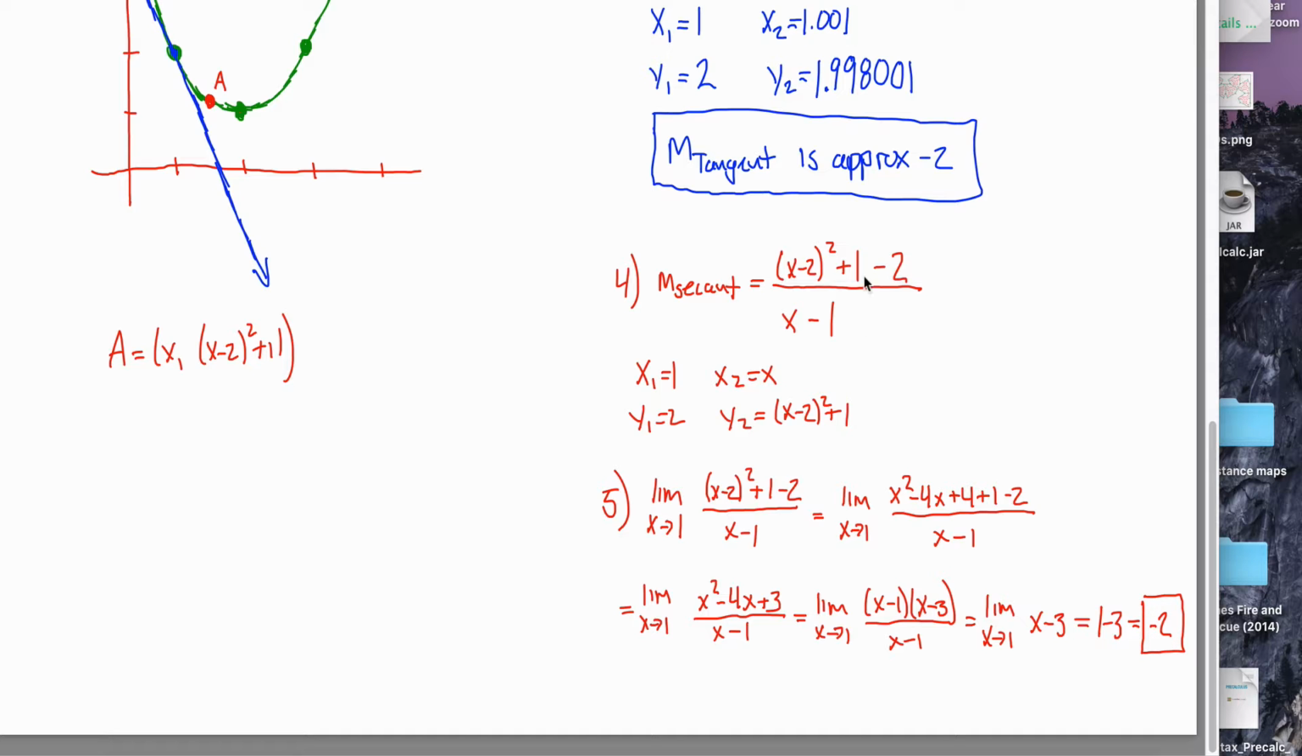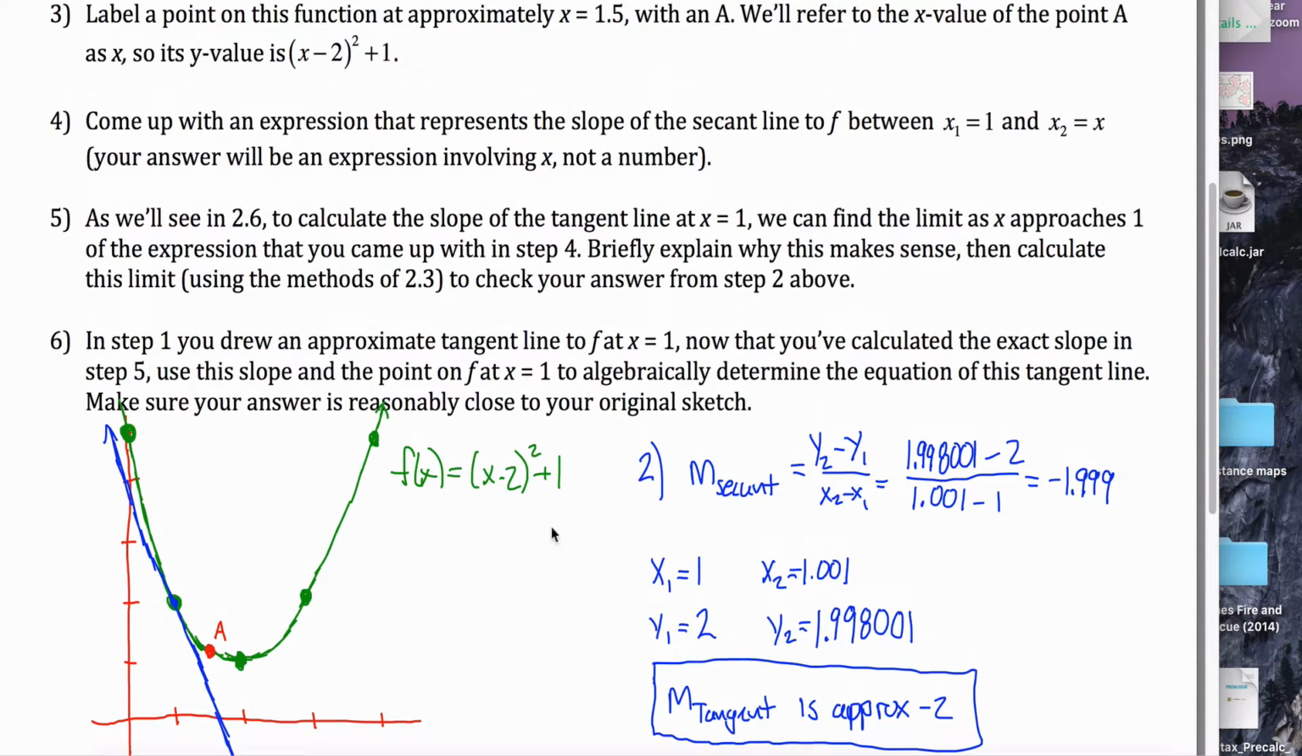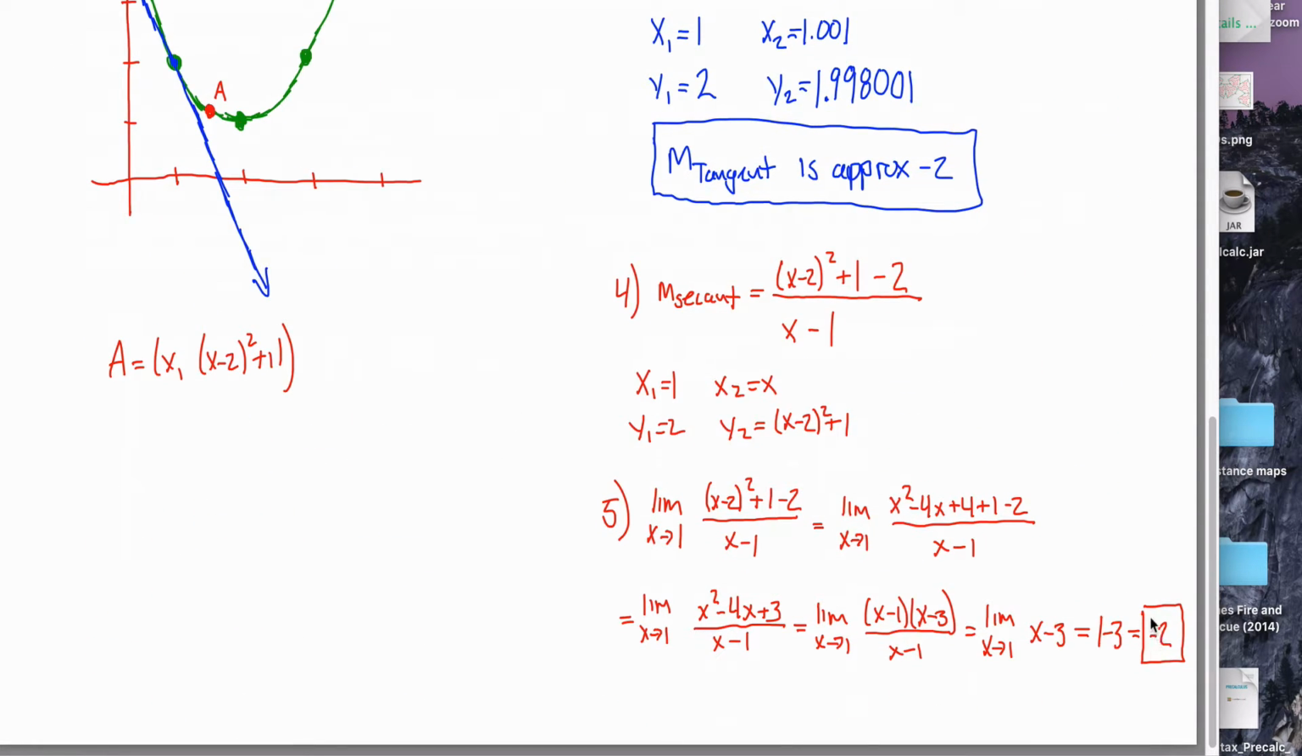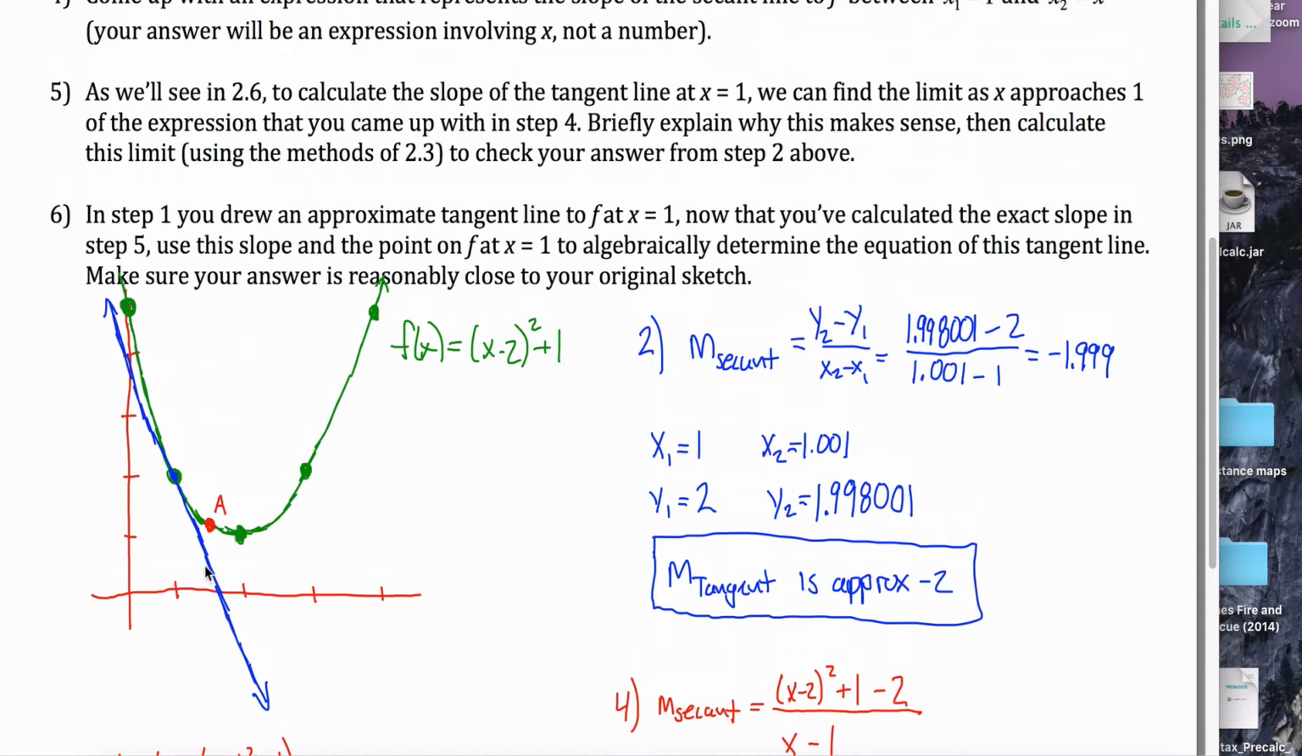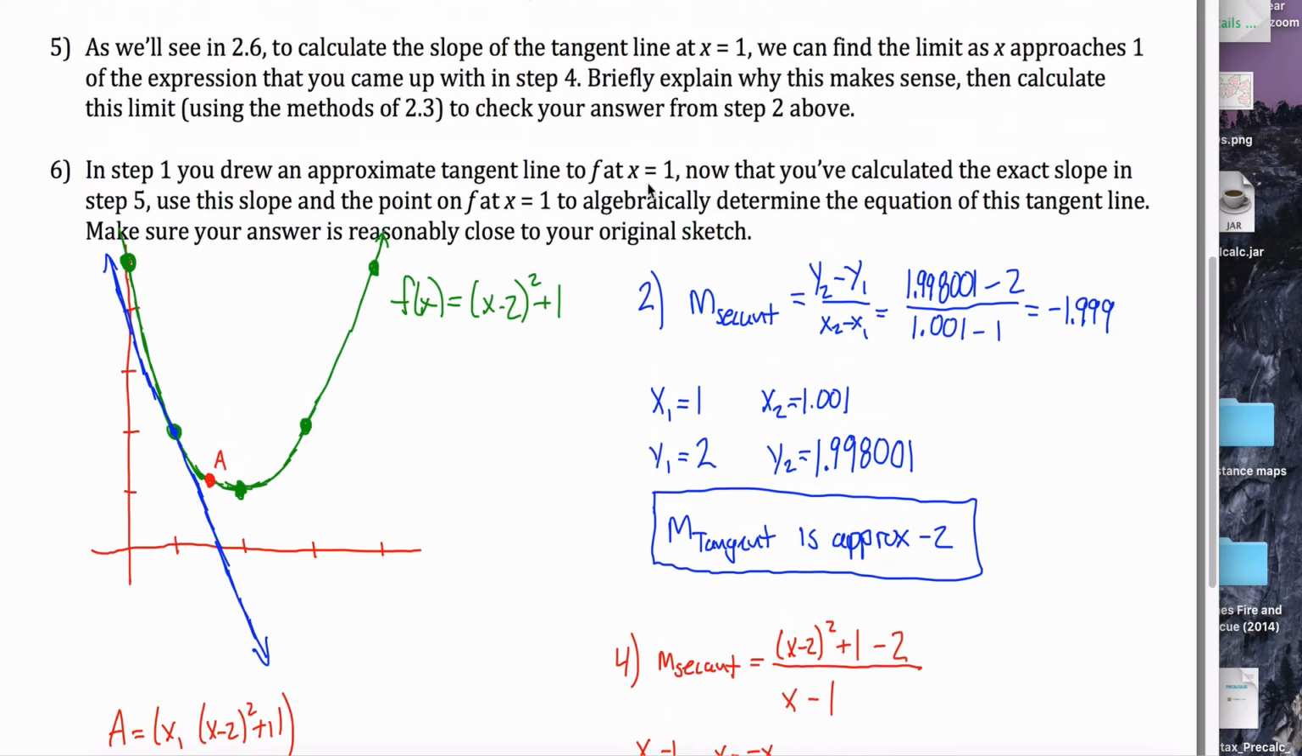Negative 2, that sounds familiar. Oh, right, that was my approximation up here. That's awesome. It's good news that I came up with the same answer. What I just did was I calculated the slope of the tangent line, which it turns out is a really, really important thing to do in calculus. And the way I did it is I used limits and this idea of how the secant line becomes the tangent line as the limit as the two points get close together, one approaches the other. I think that I'm done with step 5.